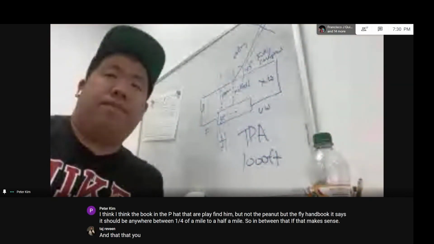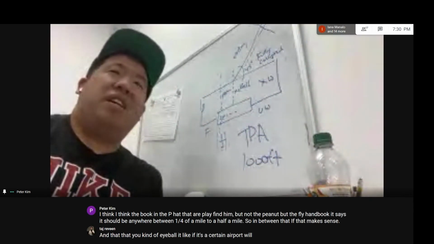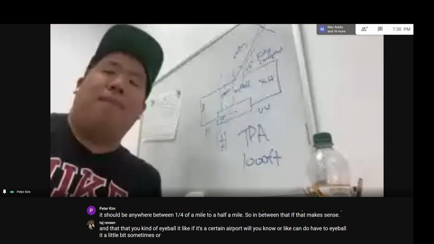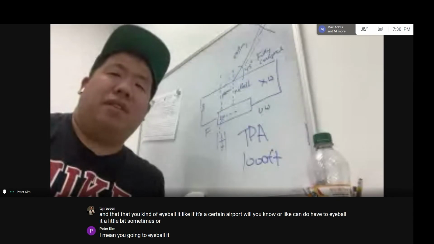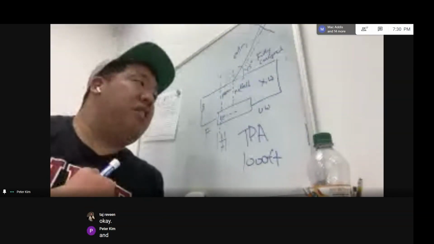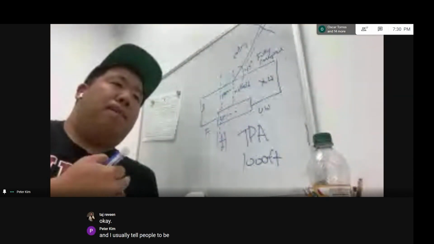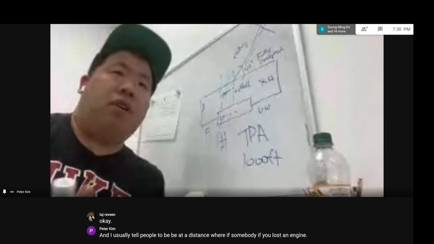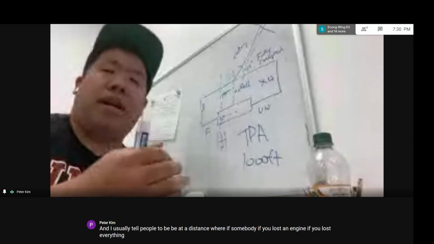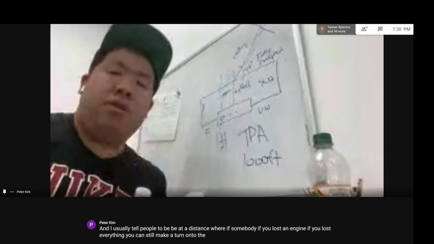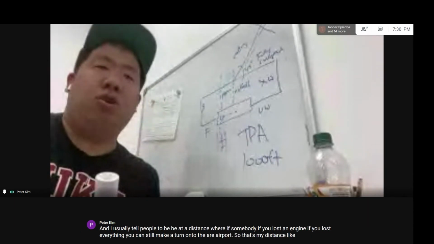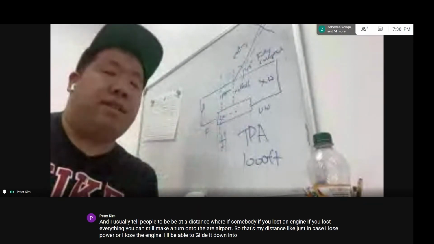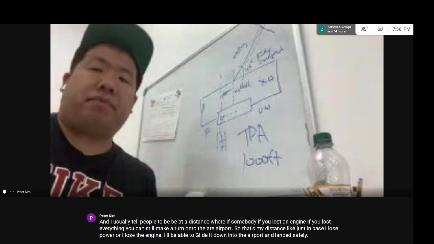And you kind of eyeball it? Like if it's a certain airport, will you know, or do you have to eyeball it a little bit sometimes? I mean, you're going to eyeball it every time. And I usually tell people to be at a distance where if you lost an engine, if you lost everything, you can still make a turn onto the airport. So that's my distance. Just in case I lose power or I lose the engine, I'll be able to glide it down into the airport and land it safely. All right.